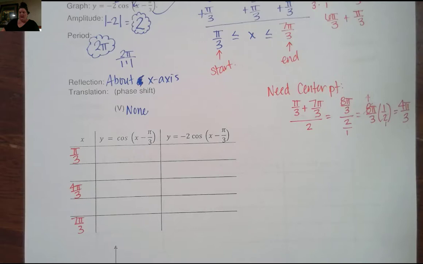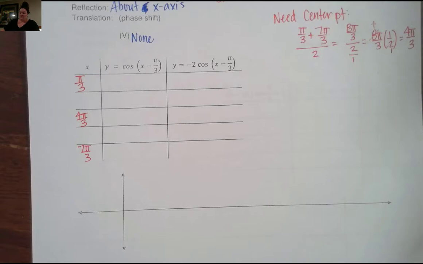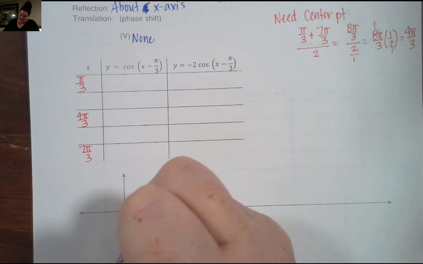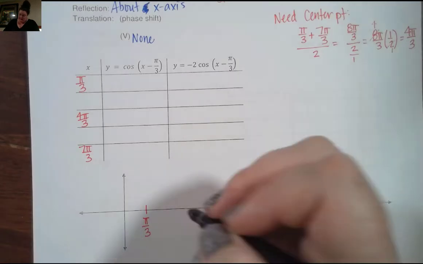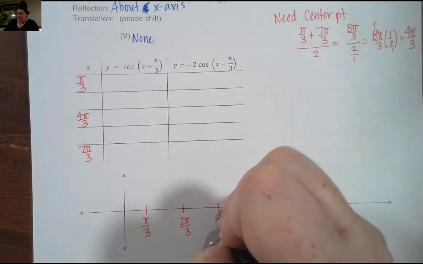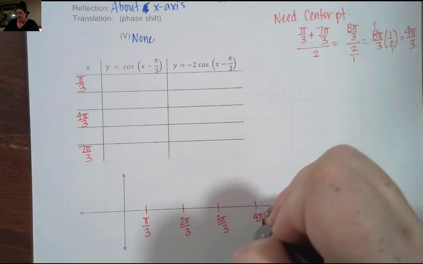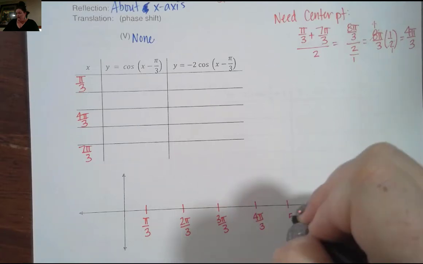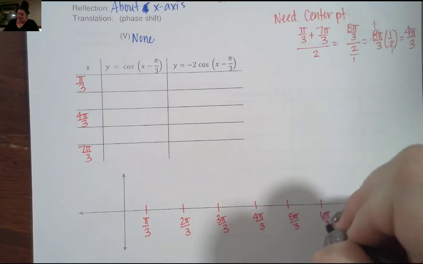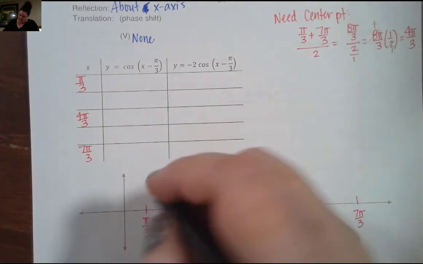So let's go ahead and count by pi's over 3 and see if we can get our other 2 points. So here's pi over 3, and then we have 2 pi over 3, 3 pi over 3, 4 pi over 3, 5 pi over 3, 6 pi over 3, and 7 pi over 3. Okay, so here's our starting point, pi over 3.